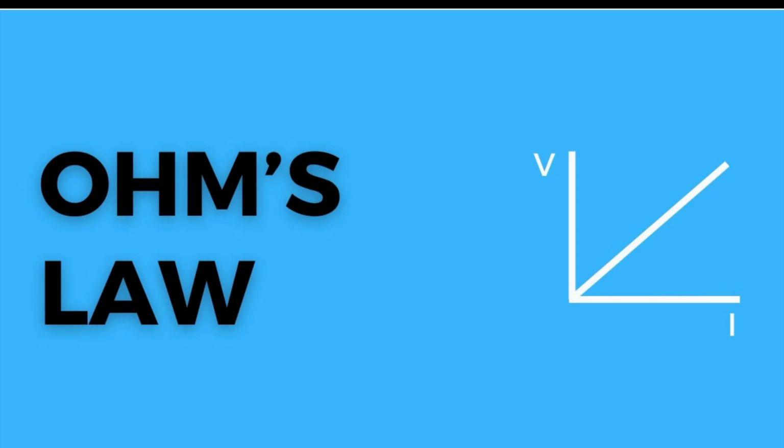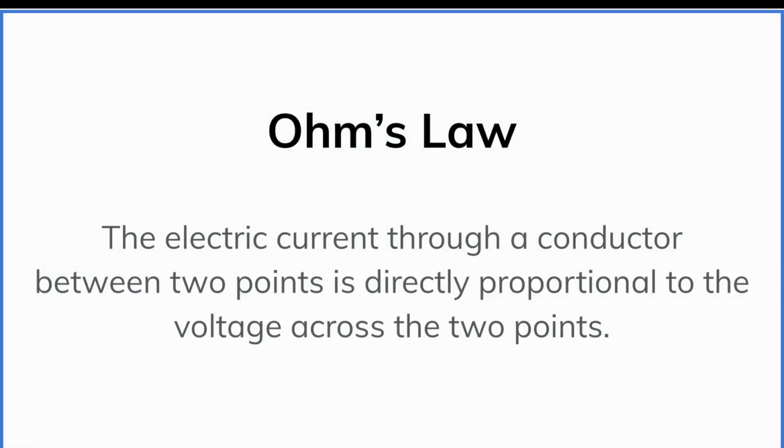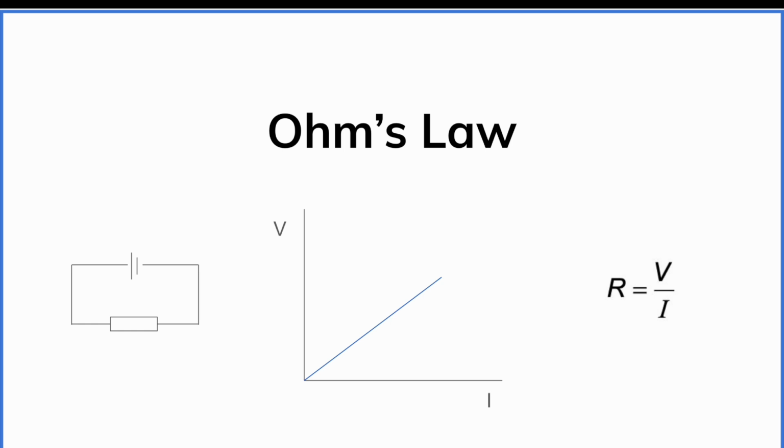In this video, we're going to learn about Ohm's law and how to apply Ohm's law in solving electrical problems. Ohm's law states that the electric current through a conductor between 2 points is directly proportional to the voltage across the 2 points. So in practical terms, that means when you have a circuit with a component in it, a resistor, as the current is increased, the voltage will increase proportionally.